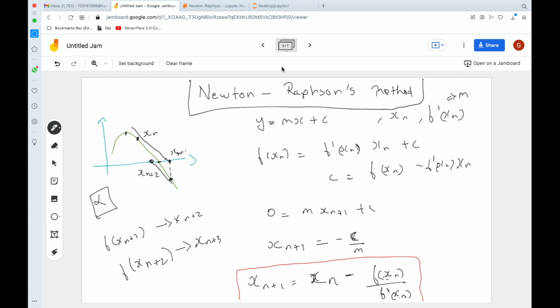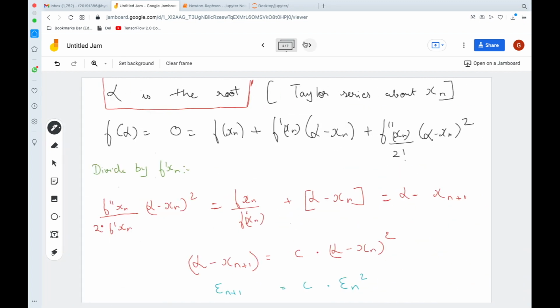Now let's talk about the error of this method. Okay, so basically, initially the error is nothing but alpha minus x n. Then after the first iteration, the error is nothing but alpha minus x n plus 1. So the error changes from e n to e n plus 1. Now let's see the relation between e n and e n plus 1.